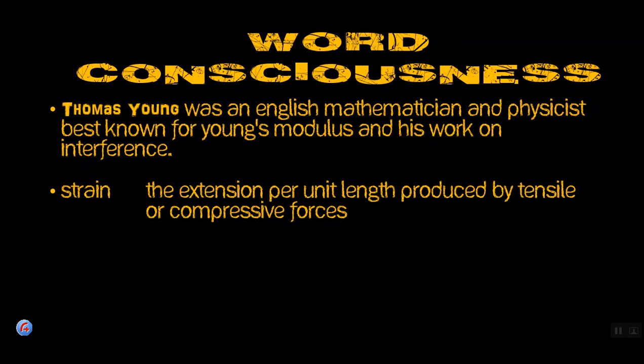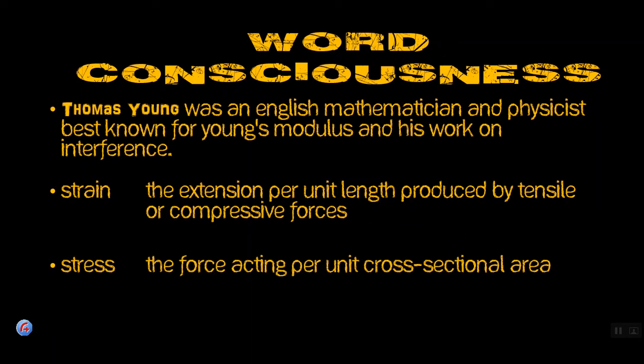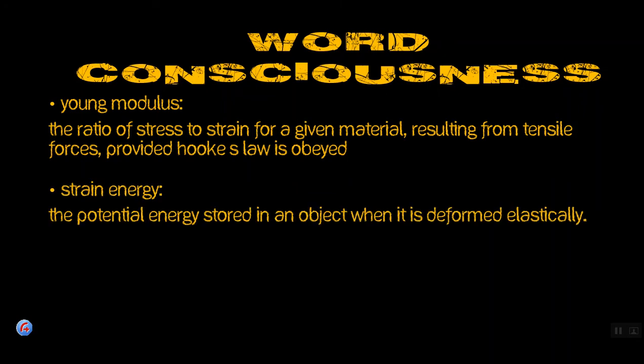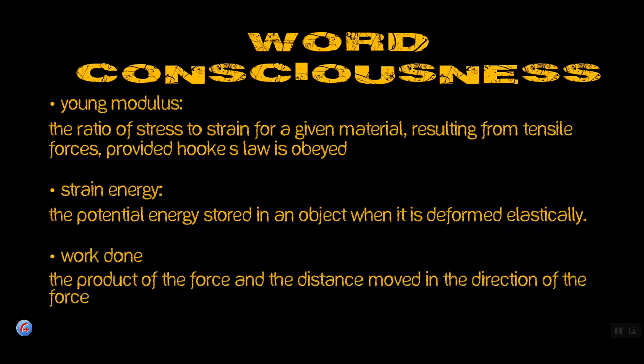What is strain? Strain is the extension per unit length produced by tensile or compressive forces. Stress is the force acting per unit cross-sectional area. Young's modulus is the ratio of the stress to strain for a given material resulting from tensile forces, providing that Hooke's law is obeyed. Strain energy is the potential energy stored in an object when it's deformed elastically, and work done is the product of force and the distance moved in the direction of the force.